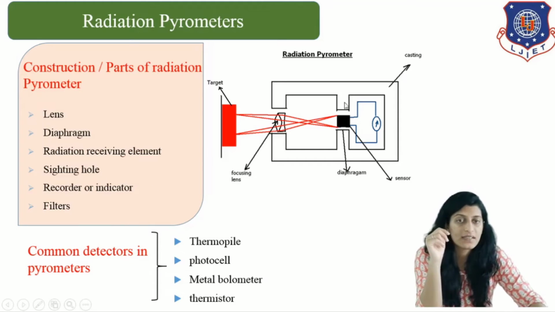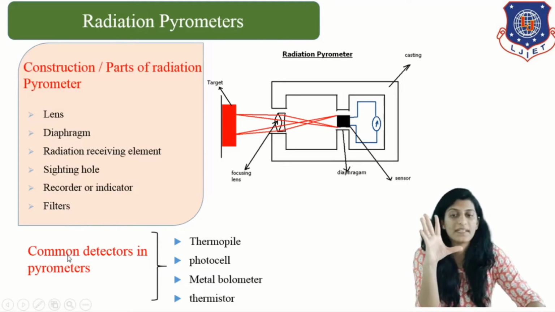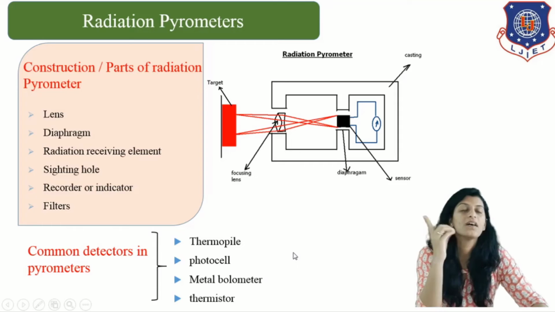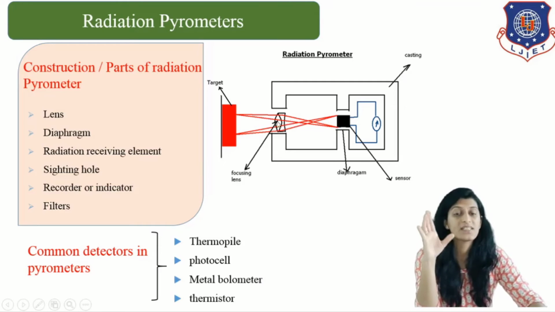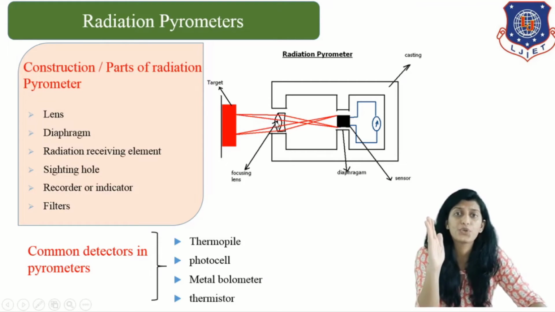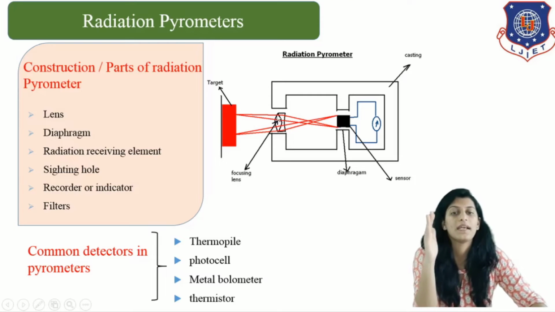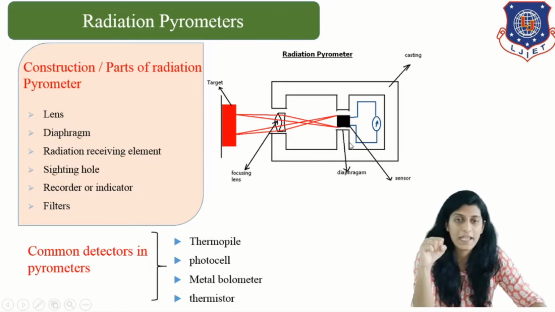Recorder or indicator, this particular casting is for either a recorder or indicator and a filter. Now, for a recorder or indicator we must have some detectors. So, the detector can be either a thermopile, photocell, metal bolometer or thermistor. These are the devices. Basically, a lens is used to converge all the radiant energy falling into the pyrometer. It just converges all the energy and focuses it on the diaphragm.